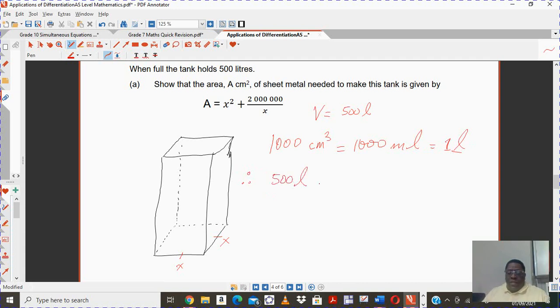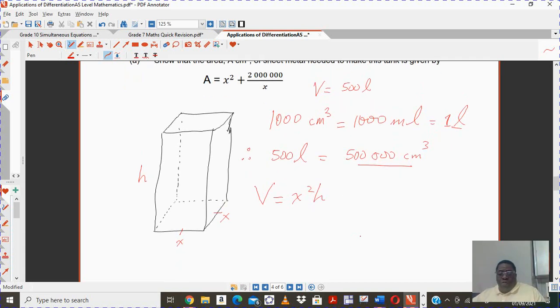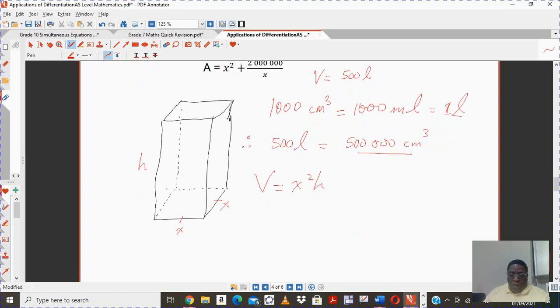500 liters is equal to 500,000 cubic centimeters. The reason for that is because in our answer we are looking at volume. So the volume of a cylindrical tank will be this height that we don't know. You just multiply the dimensions, so it's x squared, that's x times the height. Now we know the volume is 500,000.